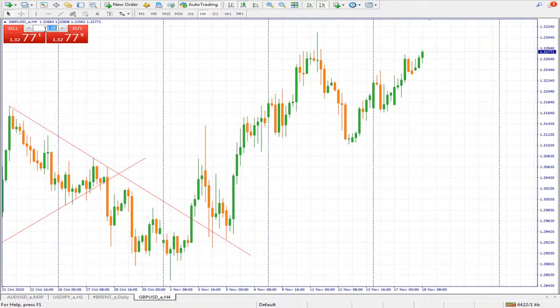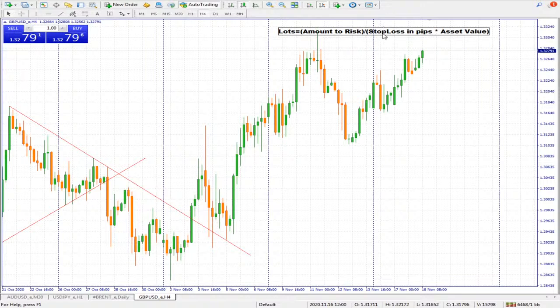First of all, just a small recap. We want to write the formula here for calculating the lot size. Lot size is equal to amount to risk, divided by stop loss in pips, times asset value. This is the formula that we use if you want to calculate the lot size.